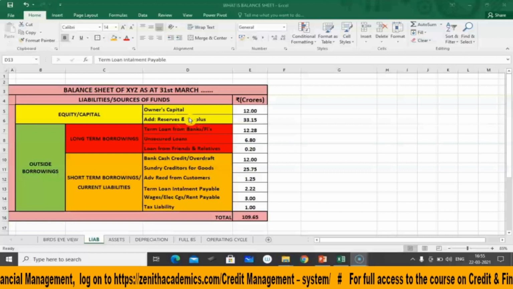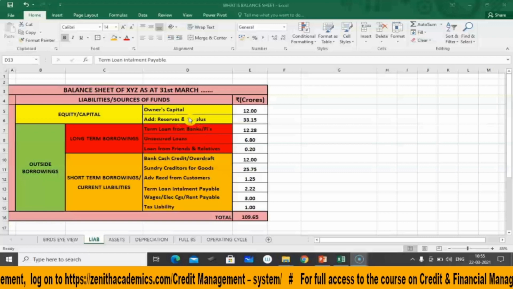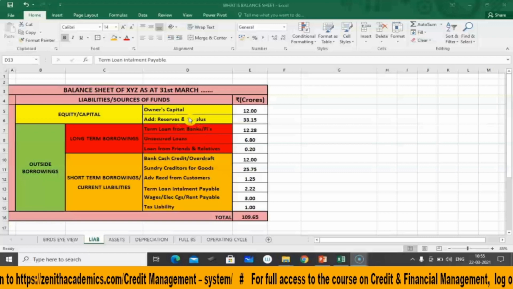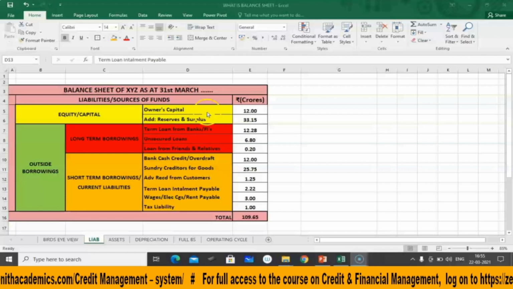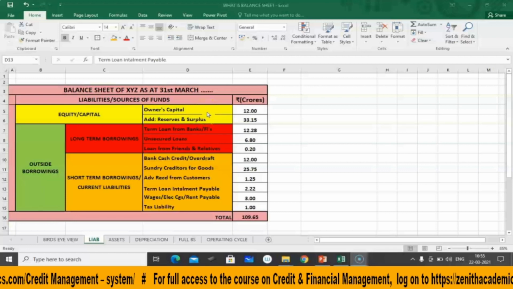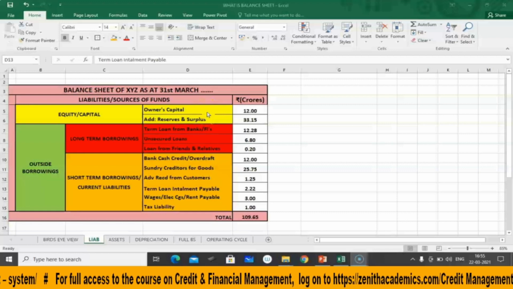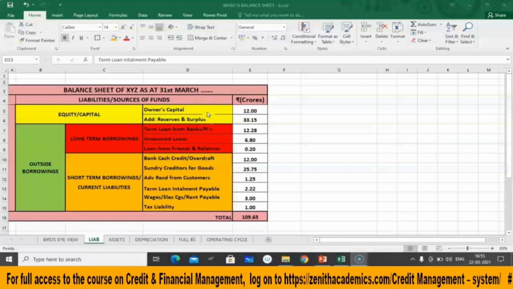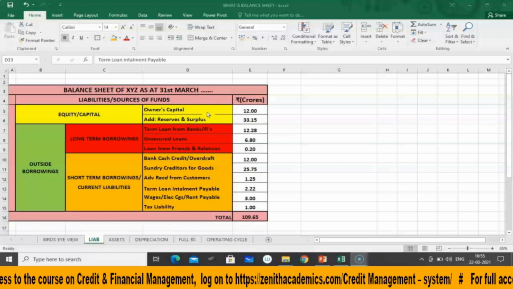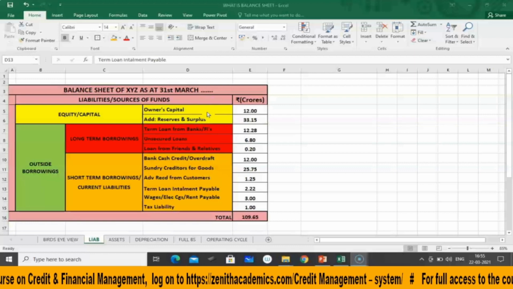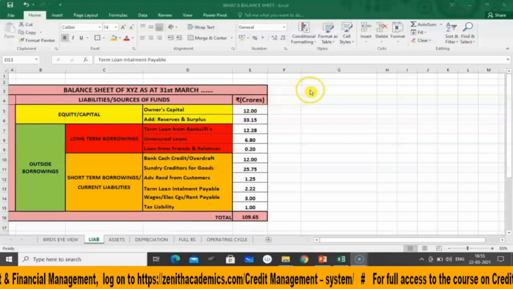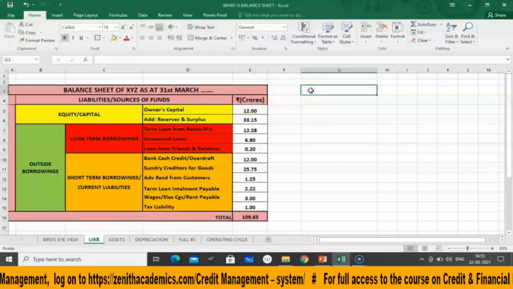It is the profit which has accumulated over the years, which the owner has retained in the business after receiving dividend. The owner can withdraw a portion of the profits as dividend and retain the rest in the business as retained profits. But of course, the owner is ultimately entitled to the reserves and surplus in case of winding up. Now let's see how it works.